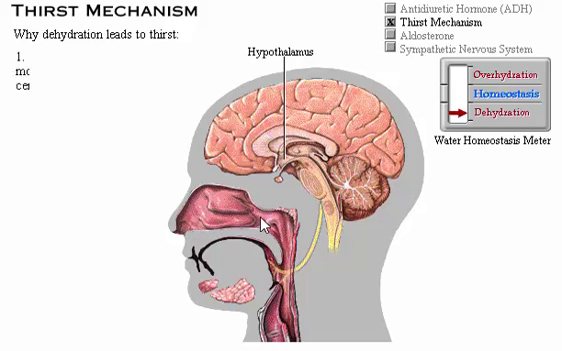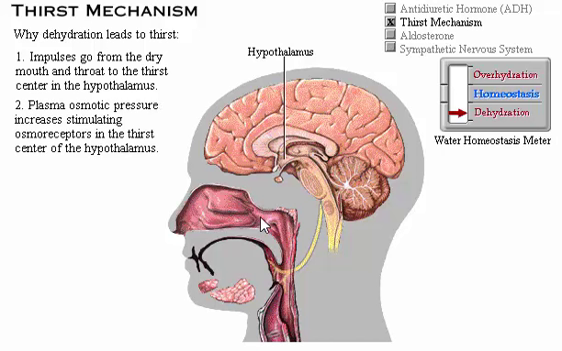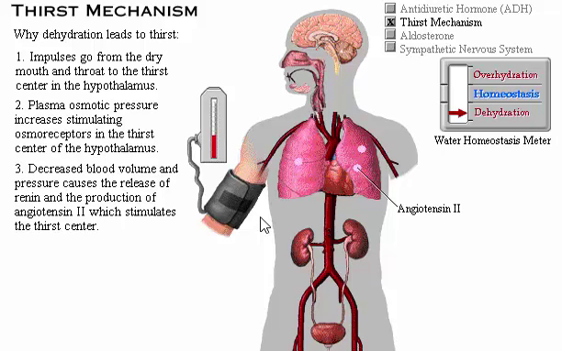Impulses go from the dry mouth and throat to the thirst center in the hypothalamus, stimulating that area. When you are dehydrated, plasma osmotic pressure increases, stimulating osmoreceptors in the hypothalamus, and the thirst center is further activated. Decreased blood volume causes a decrease in blood pressure that stimulates the release of renin from the kidney. This causes the production of angiotensin II, which stimulates the thirst center in the hypothalamus. Stimulation of the thirst center gives you the desire to drink.